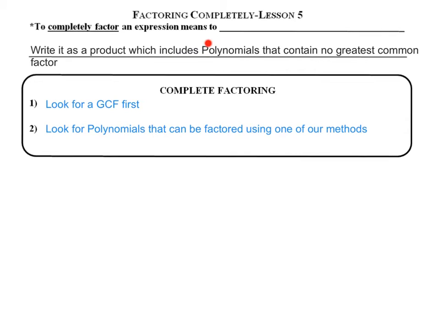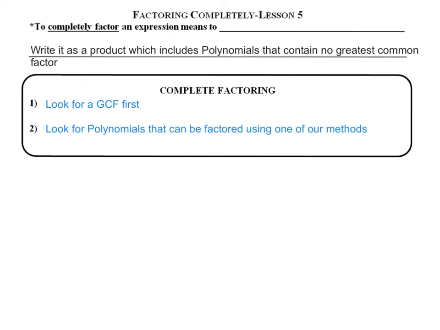Polynomials can include monomials, binomials, or trinomials, and we'll want these polynomials to have no greatest common factor. So the steps that we will be following for completely factoring would be, first of all, to look for a greatest common factor that I can factor from all of the terms in my original expression. If I can factor out that GCF, I do so first.